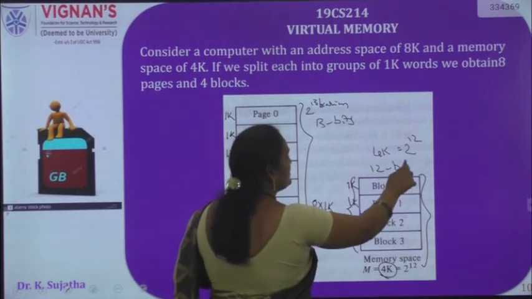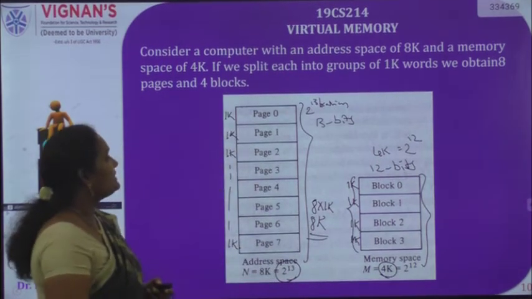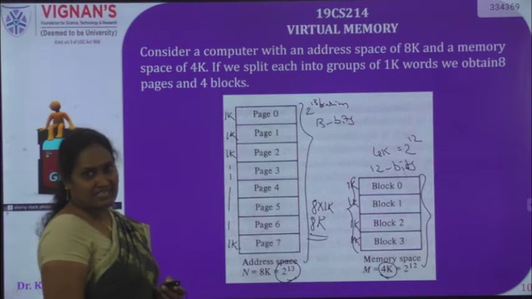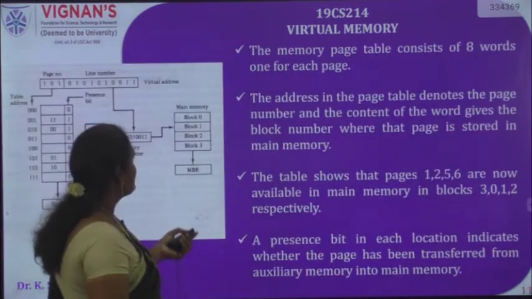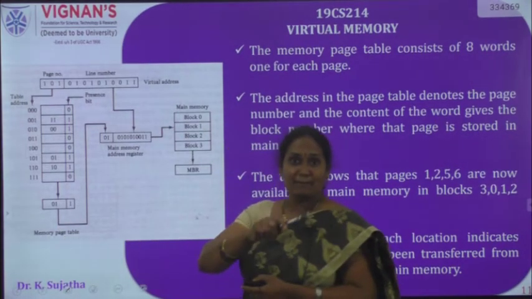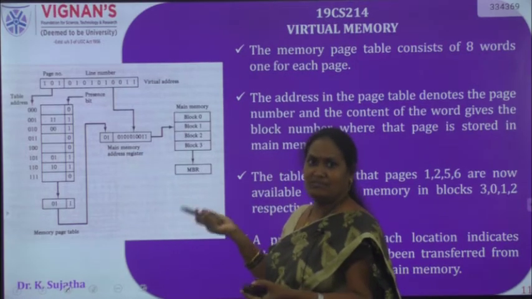For the representation of the address of each location, it needs 12 bits. That is, we need to map the 13-bit virtual address to a 12-bit physical address. So, how is this mapping done? Let us see. Here, this is the mapping table. The memory mapping table that we explained, the same thing I represented here with values.